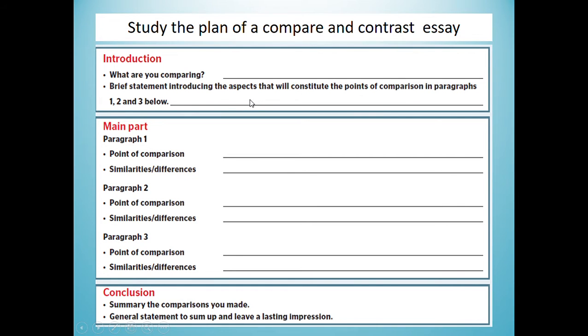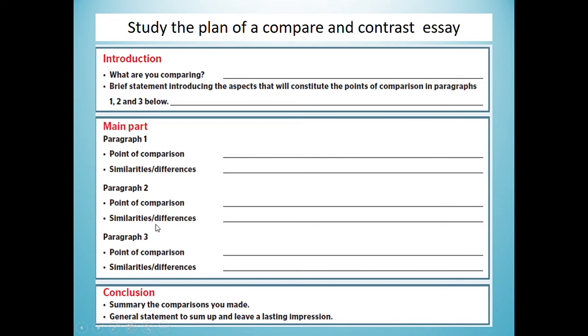Then for the main body paragraphs, you are going to talk about the first point of comparison and your example or justification. In the second paragraph, you are going to talk about the second point of comparison, and you talk about your example or your justification.